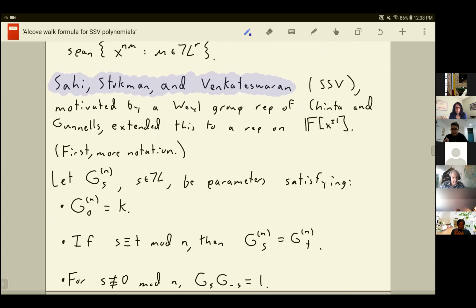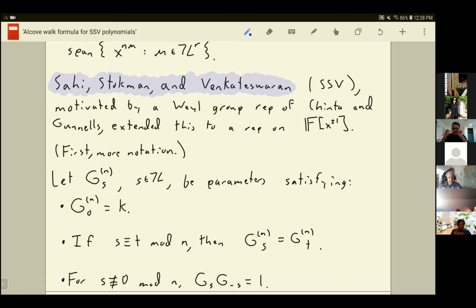One more little bit of notation. We had parameters q and k, but now we have some more parameters, g_s, where s is an integer. And g_0, we want that to be k. We only care about the subscript modulo n, so if s is equivalent to t mod n, g_s is g_t. And if s is not equivalent to 0, then g_s and g_{-s} are inverses.